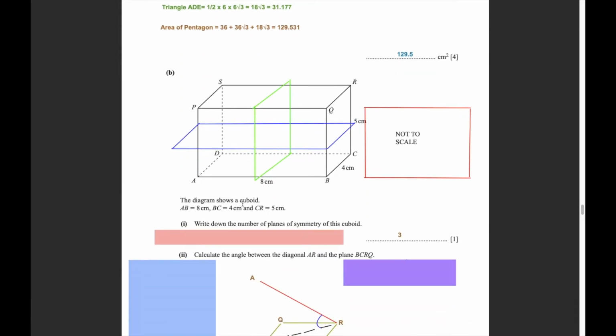All right, so part B. The diagram shows a cuboid. AB is 8 centimeters in length, BC is 4 centimeters, and CR is 5 centimeters. Now write down the number of planes of symmetry of this cuboid.